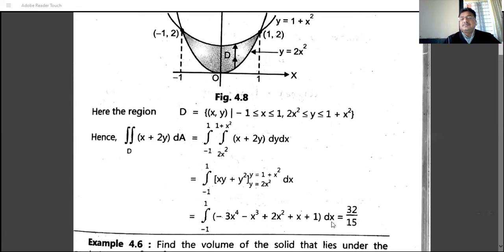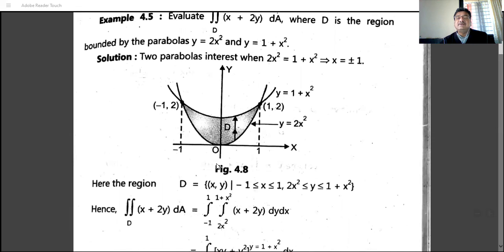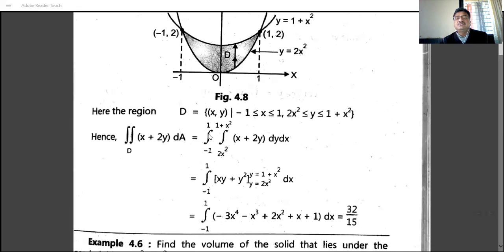The answer is different in sign. But if you have the negative sign at the last of the answer, then make it positive, because we are going to find the area, and therefore the area is always positive. So instead of 2x square as the upper limit and 1 plus x square as the lower limit, we can write 1 plus x square as the upper limit, 2x square as the lower limit.